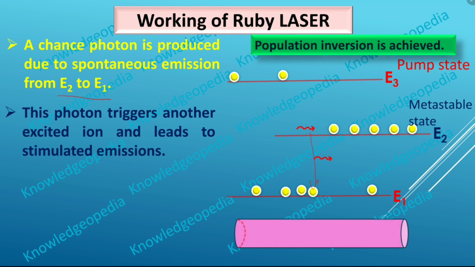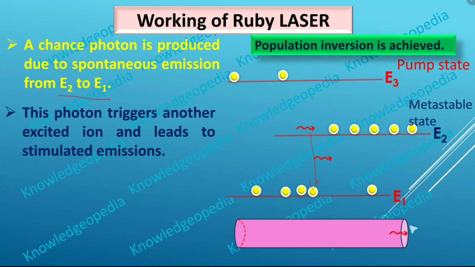Let this first photon be produced over here. So this is the photon which is obtained through spontaneous emission. When one photon, a chance photon, is produced due to spontaneous emission, this photon will move within this ruby rod.